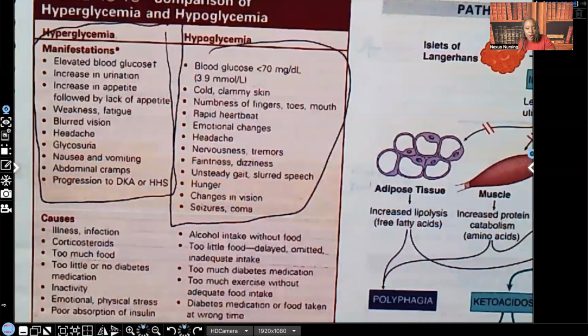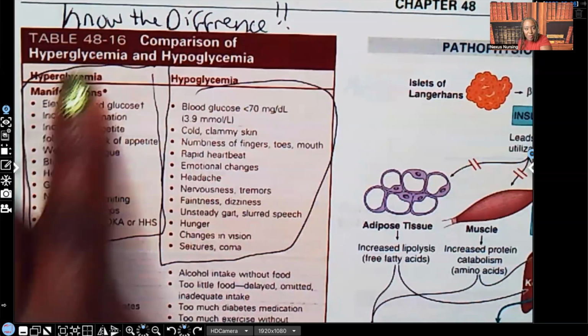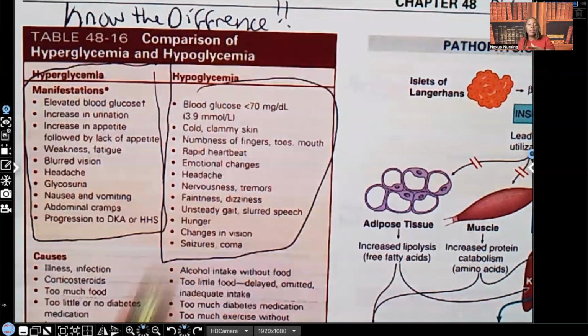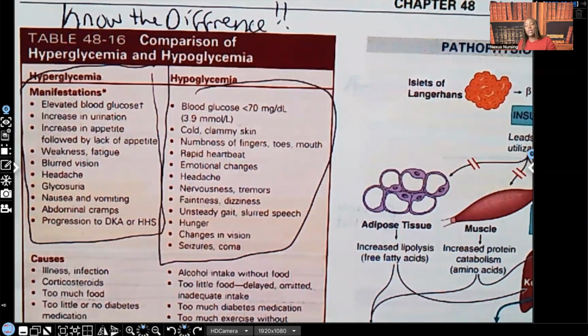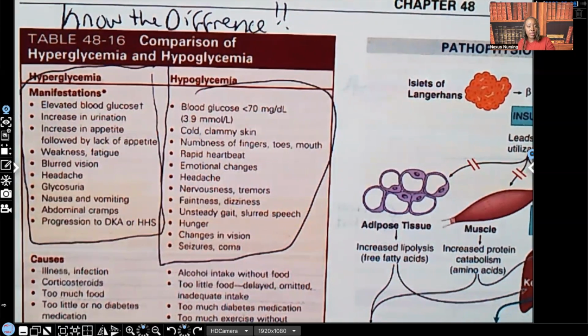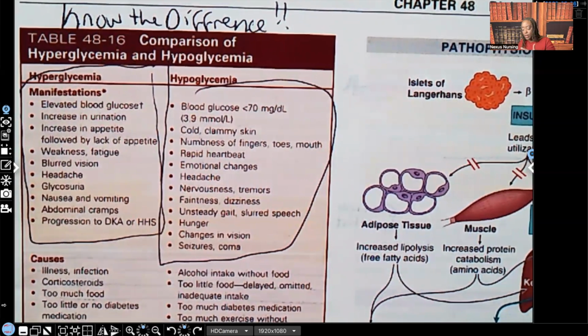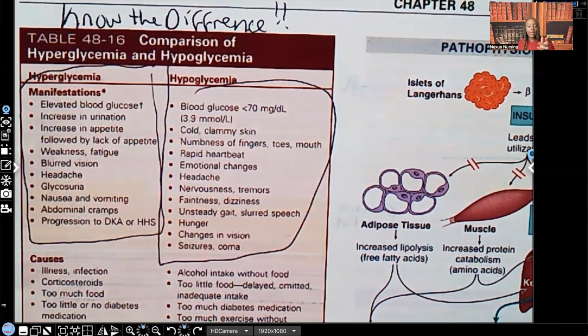Okay, this is important. Make sure you know the difference. That's why I wrote right here, know the difference. Comparison between hyper and hypo. You have to be able to recognize the differences between hyper and hypoglycemia, because you will get a test question and they will not tell you what that patient's blood glucose is. And you're expected to know what's going on with that patient. So let's look at the differences. Signs of hyper, and remember what I said. If the patient's hot and dry, their sugar's too high. If they're cool and clammy, they need some candy.